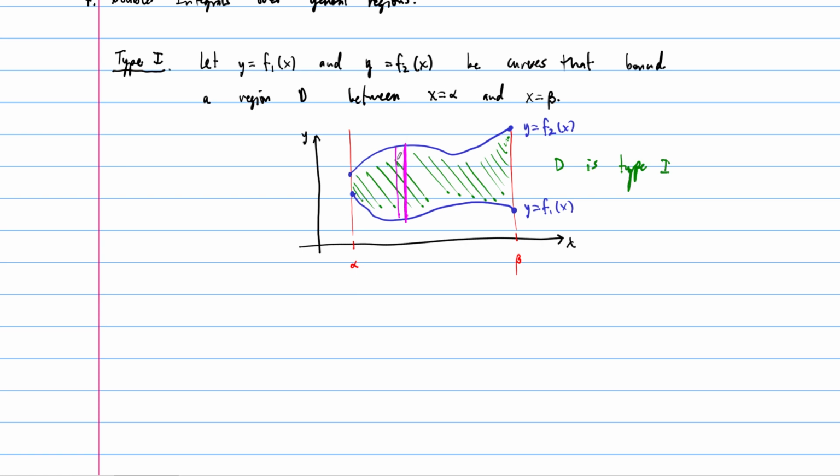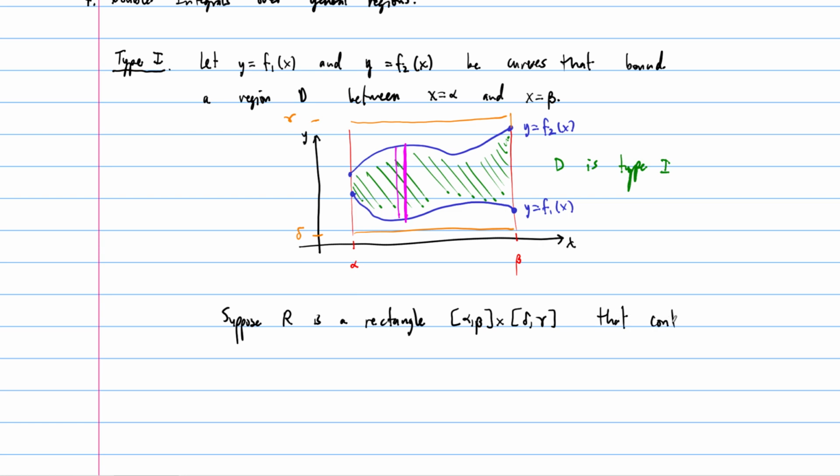I'm just going to go through this very quickly. We are going to assume that we have a larger rectangle, R, that shares the same left and right endpoints, alpha and beta, but that goes from, say, delta up to gamma in this direction. We can always find something like this if our region is type 1. So suppose R is a rectangle. In this case, alpha beta, that's the same as our interval, crossed with delta gamma. That's different than our boundary, but it's going to contain the region D.